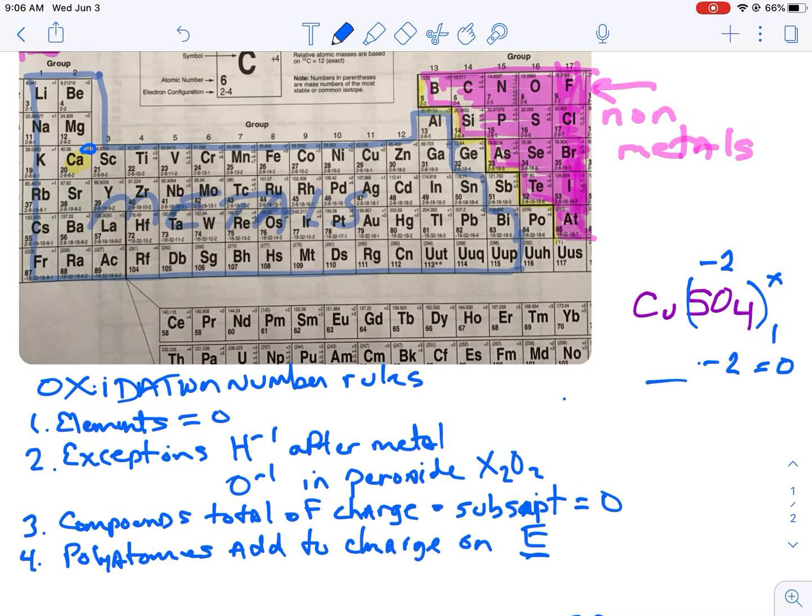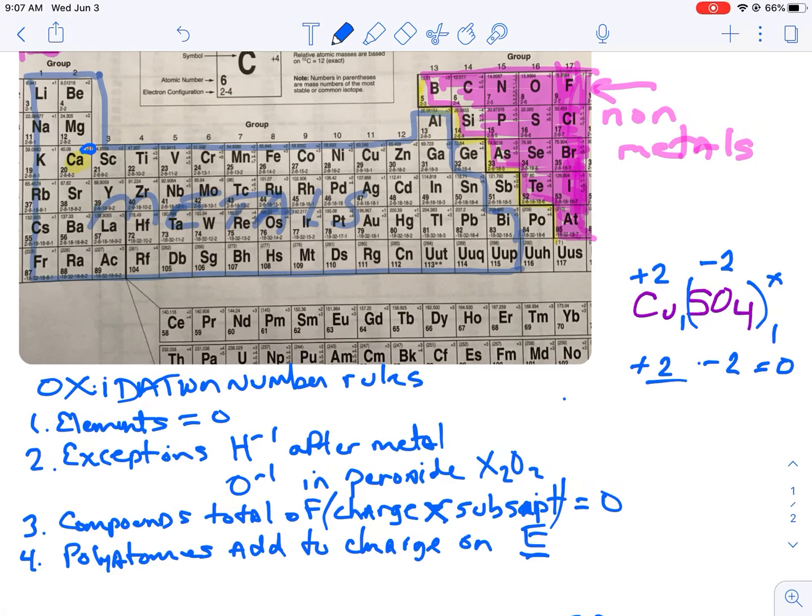So because of this compounds rule, rule number 3, compounds have to add the total charge. When you multiply the charge and the subscript together, you should get 0. Well, -2 times 1 is -2. The missing number must be 2. There's only one copper in this formula, and that's why this is copper Roman numeral 2 sulfate. So in different scenarios, you use different rules.